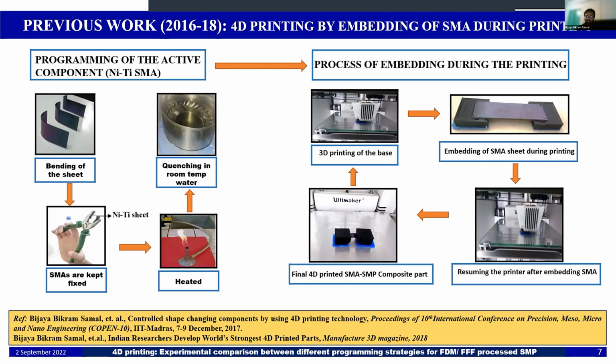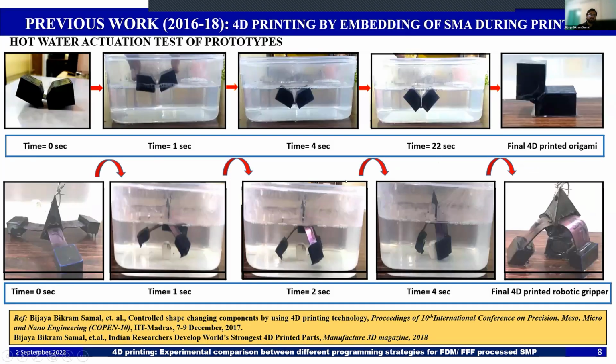The embedding process starts with, first of all, printing of the base. Then we have to embed the shape memory alloy sheet during printing. Then we can resume the printer and print on top of that, so that at the end we get a shape memory alloy, shape memory polymer composite, which we can use for actuation. So this is the hot water actuation test of the prototypes that we made. We can see it took around 22 seconds for the origami structure to become perfectly 90 degrees, and the three-jaw gripper to grab something from the hot water.